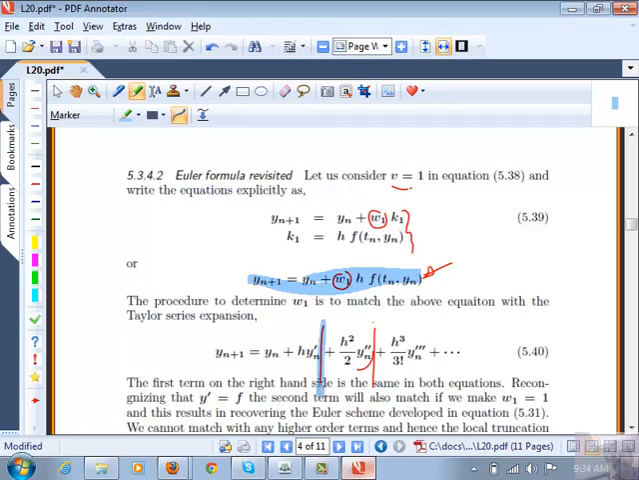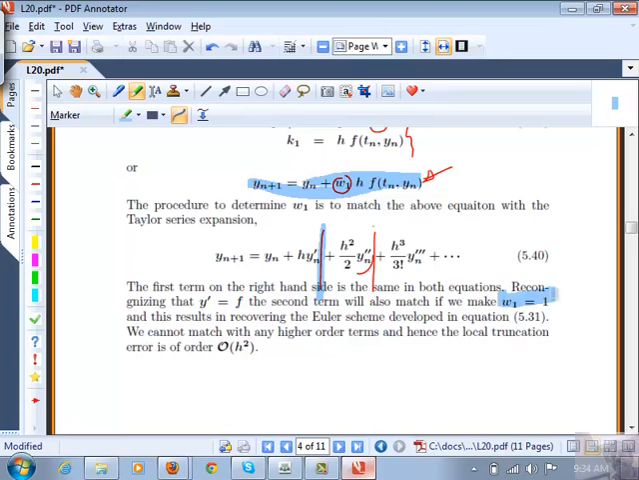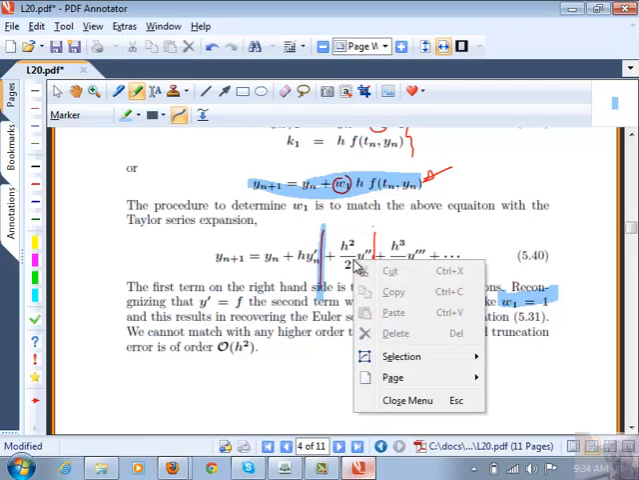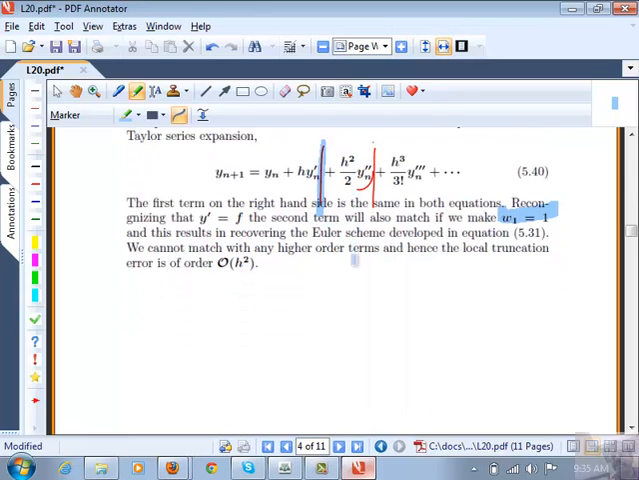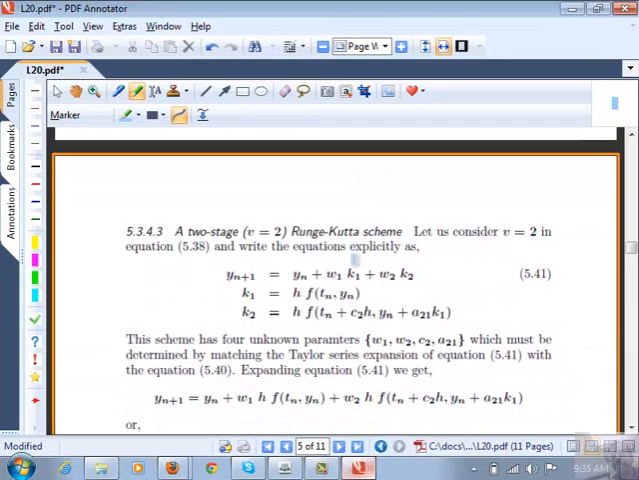But it can be sequenced such that I can calculate K1 explicitly, and then I use that K1 here, calculate K2 explicitly, and then I put back K1 and K2 and I predict what the next value is. So there is no iteration involved. So it is an explicit Runge-Kutta method, but it involves 4 constants in the algorithm: W1, W2, C2, and A21. I need to find all of them in such a way that this formula matches with the Taylor series expansion as accurately as possible. That's the same idea again.